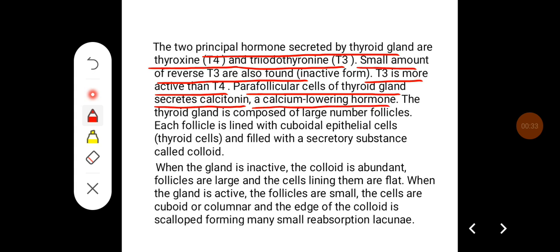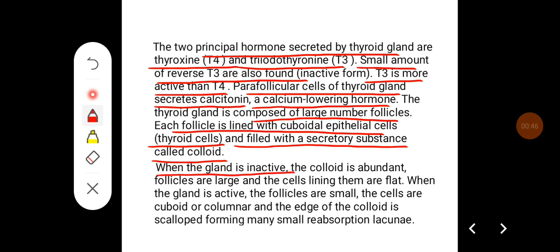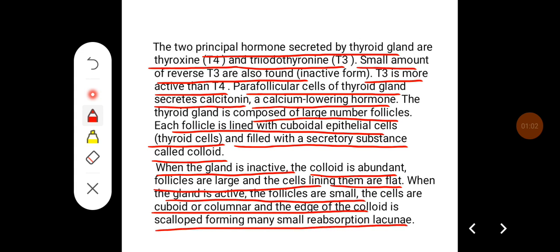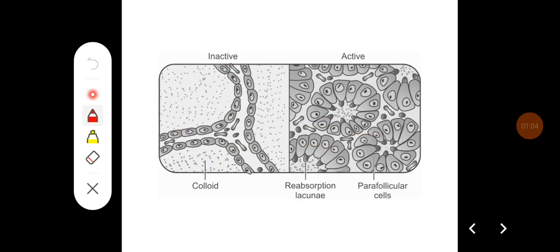The thyroid gland is composed of large number of follicles. Each follicle is lined with cuboidal epithelial cells, which are called as thyroid cells, and filled with a secretory substance called as colloid. When gland is inactive, the colloid is abundant, the follicles are large, and the cells lining them are flat. When the gland is active, the follicles are small, the cells are cuboid or columnar, and the edge of the colloid is scalloped, forming many small reabsorption lacunae.